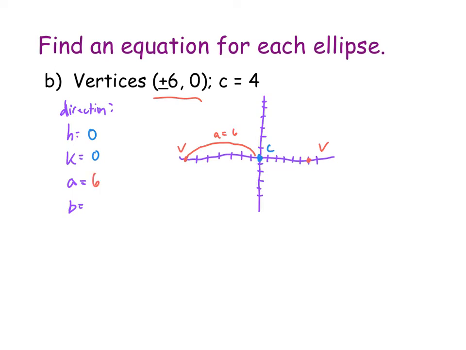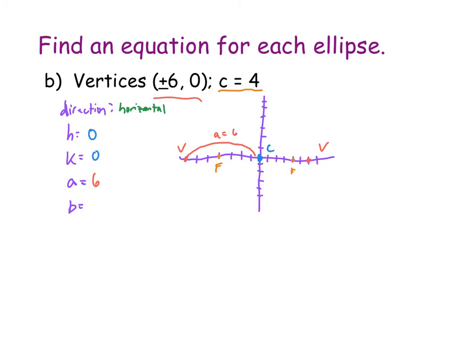We also know since those are the vertices and they're on the x-axis that this must be a horizontal ellipse, longer horizontally than it is vertically. So the only thing we don't know is b. So they have given us this c value, this distance to the foci. So remember what that means. Not that you need to plot these points, but from the center towards those vertices, you would move 4. So those foci would be there.